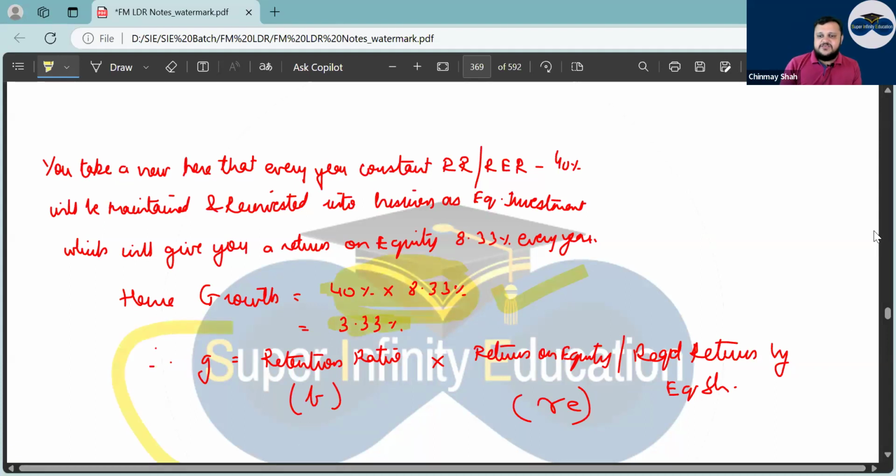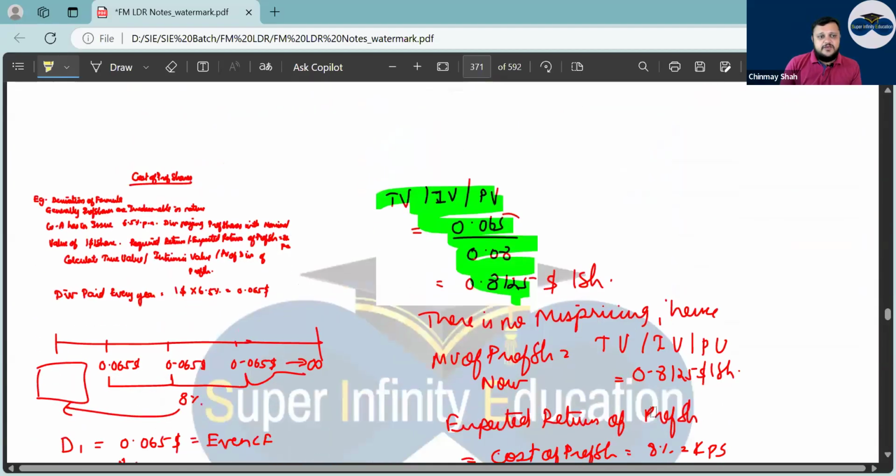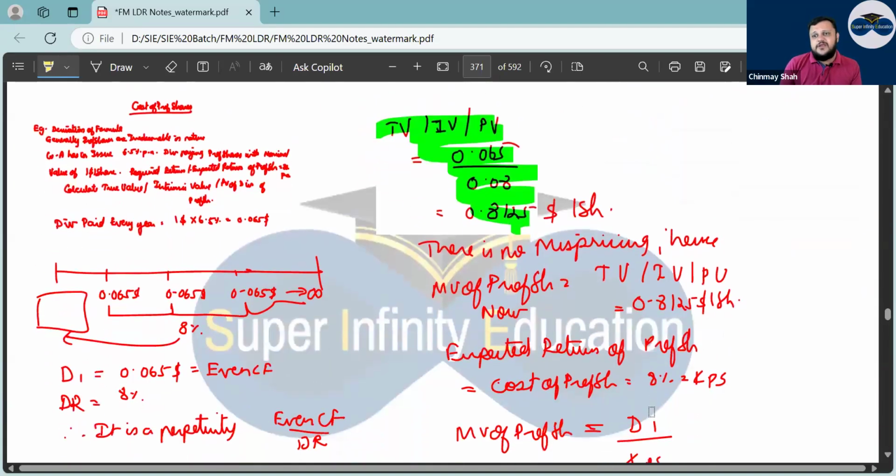So G is equal to the retention ratio times the return on equity. You are assuming that the retained earnings will be invested again in equity, which gives whatever return on equity it gives, or the required return of the shareholder. That would be the last part of equity: Ke using the DVM and growth can be done with this part.